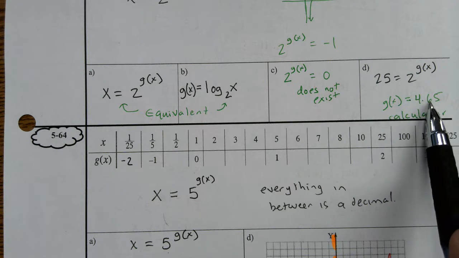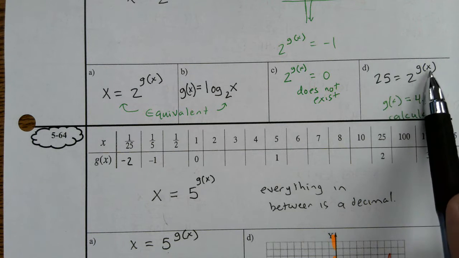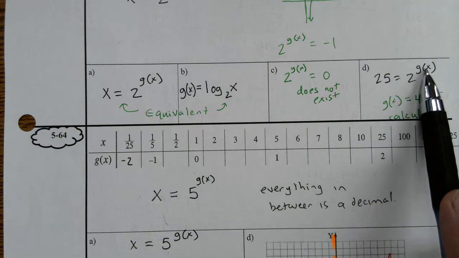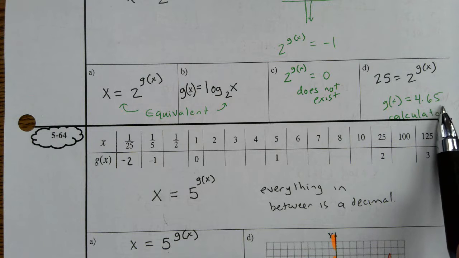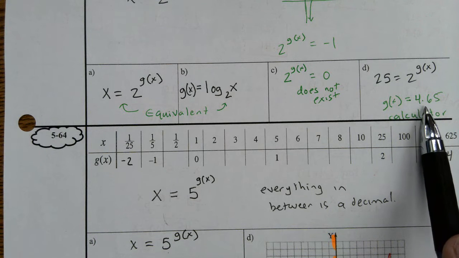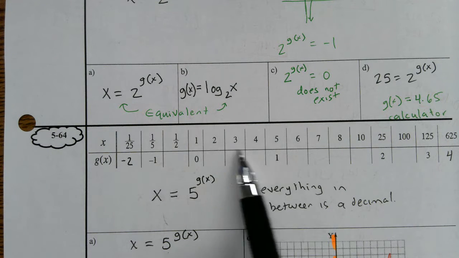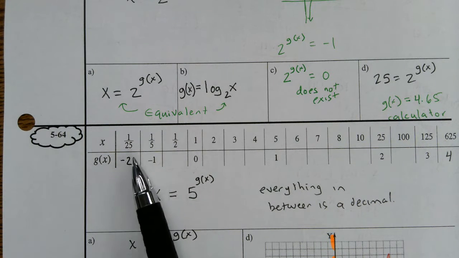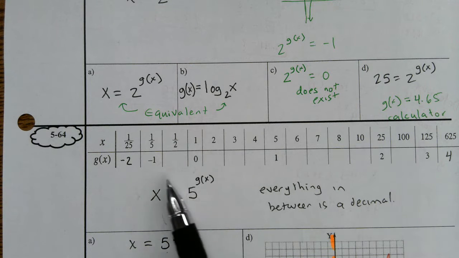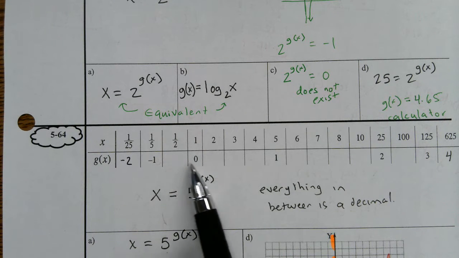And then sometimes you get decimals. For example, 25 equals 2 to the power of g(x). g(x) is going to have to be a decimal in order to bring the 2 up to a 25. And you can use your best guess using a calculator, 4.65. Here's another table, and we have to figure out the pattern again. And this one's a little easier to see because it's in order from decreasing to increasing x values, and same thing with the g(x) values.